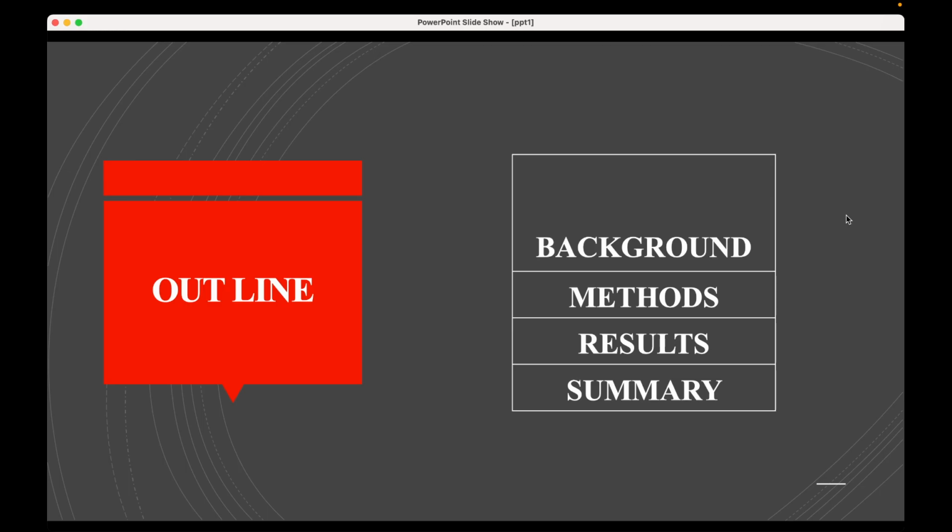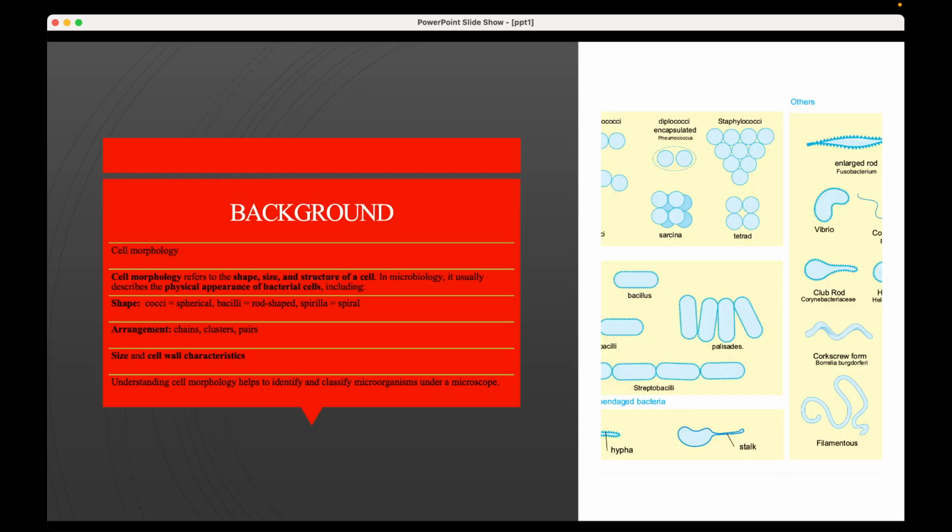Here's what I'll be covering today. I'll start with some background to explain why bacterial cell shape matters. Then, I'll talk about the main goals of the study, walk you through the methods they used, and share some of the key results. Finally, I'll summarize the conclusions and highlight how this ties into topics in microbial ecology and cell behavior under stress.